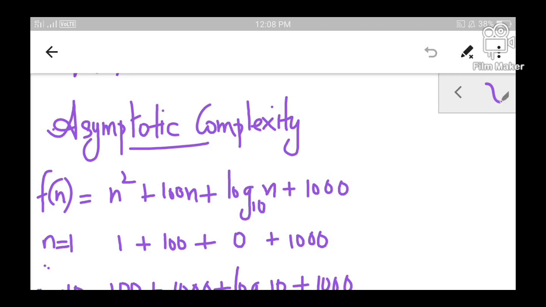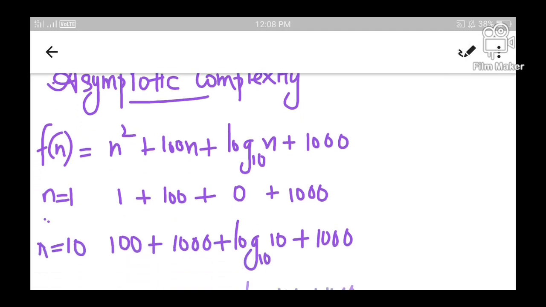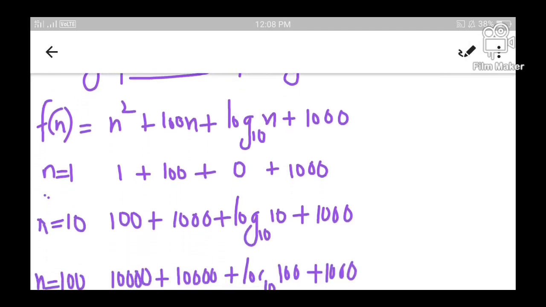These complexities will be represented using different functions like f of n, g of n and all. Let us consider a function f of n. Here, the value of f of n is written such that it is n square plus 100n plus log n plus 1000.